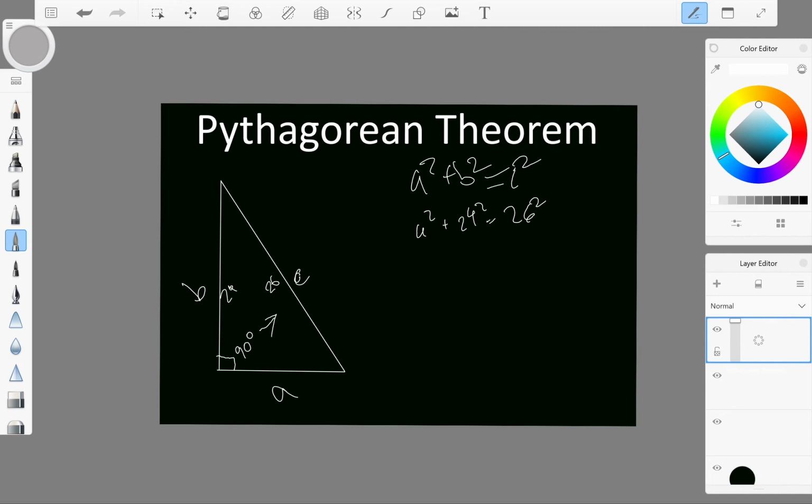Now, what you would do if you were going to solve this all out is you would subtract 24 squared from both sides and get A squared equals 26 squared minus 24 squared. Okay, and you could solve that all out. But we just solved the 5, 12, 13 Pythagorean triple. And guess what this triple is? It is a 24 and a 26. So everyone, go ahead and say the value that comes before. It's 10. Perfect.